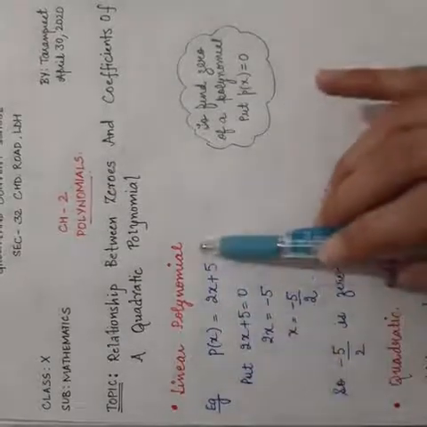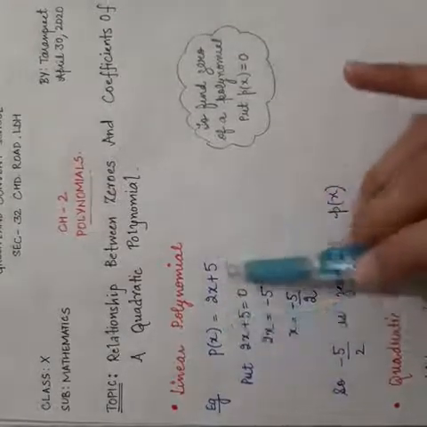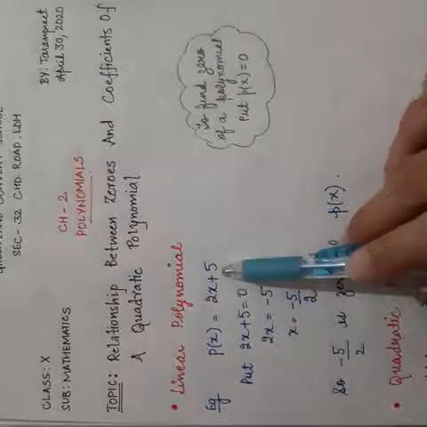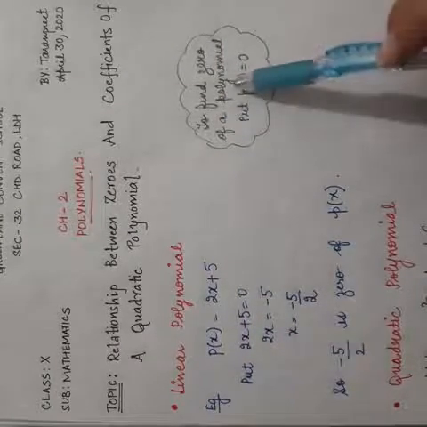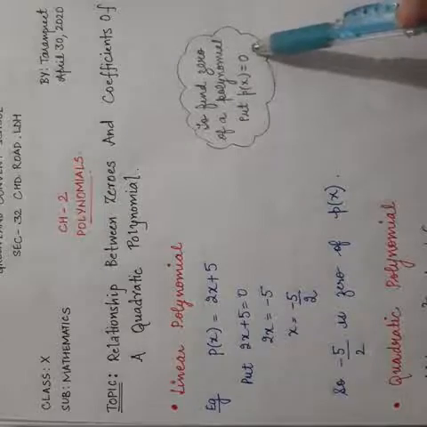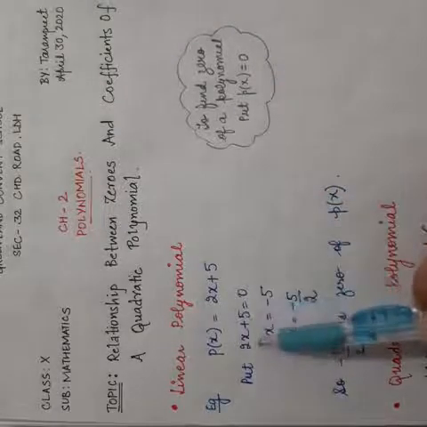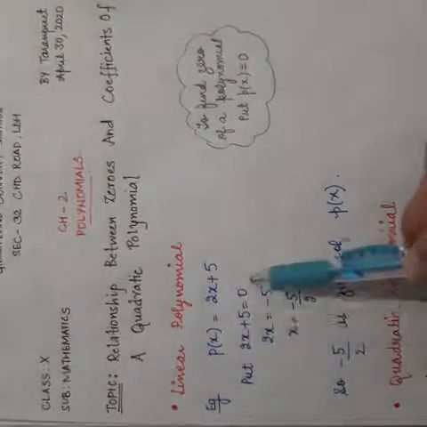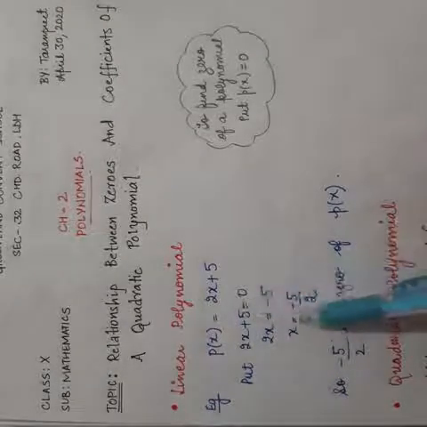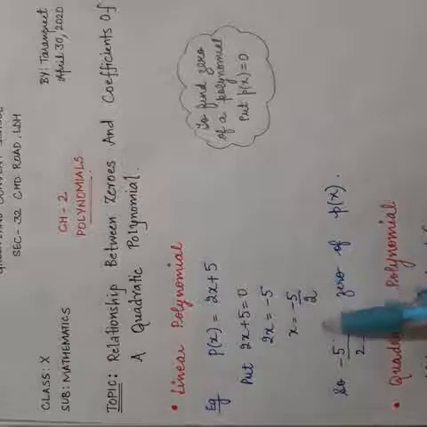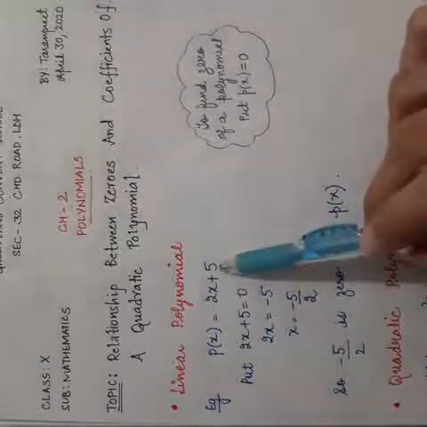that is linear polynomial. If you are given some linear polynomial and you are asked to find the zero, there is a very simple method. Just put the polynomial equal to 0 and you will get the answer. I hope you remember it. First of all, we put 2x plus 5 equals to 0. Solving it, we get x is equals to minus 5 by 2. This is the 0 of given polynomial.